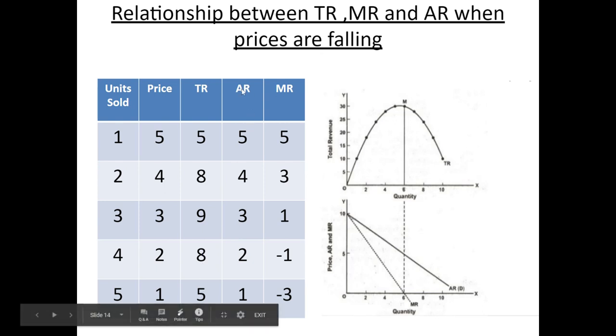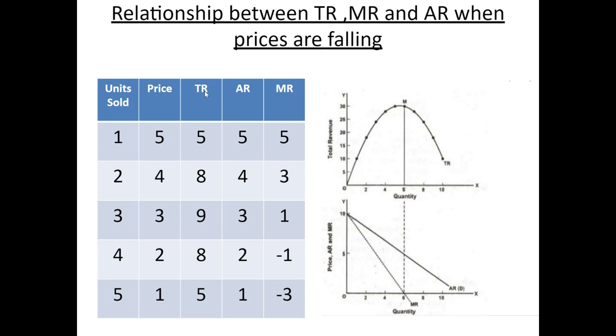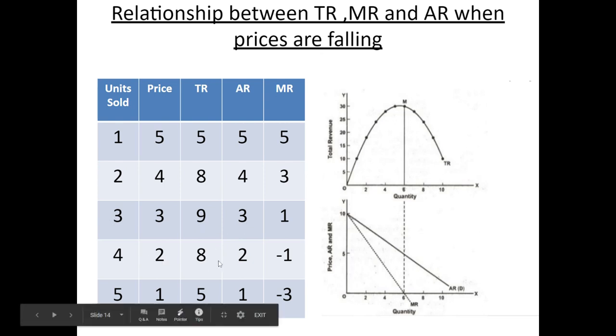Calculating average revenue by dividing total revenue with the units sold, we get 5 divided by 1, 5. 8 divided by 2, 4. 9 divided by 3, 3. 8 divided by 4, 2. And 5 divided by 5, 1.